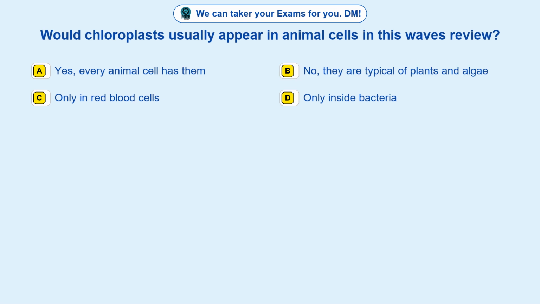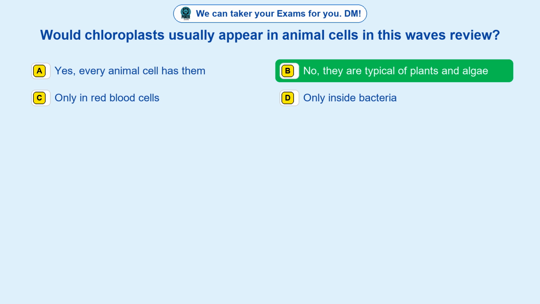Question 14. Would chloroplasts usually appear in animal cells in this Waves review? Option A. Yes, every animal cell has them. Option B. No, they are typical of plants and algae. Option C. Only in red blood cells. Option D. Only inside bacteria.